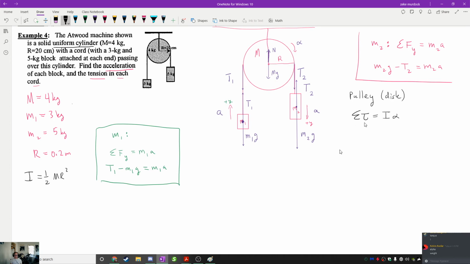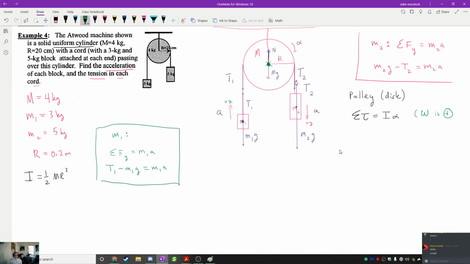So we need to sum the torques about some point. Anytime you sum torques, you need to define an axis of rotation, right? So let's define this point in the center. It's kind of the obvious point to choose to be our axis of rotation. If we choose that point to be the axis of rotation, and we make the direction of our angular acceleration positive, it's rotating like this, that means I'm going to define clockwise as positive.